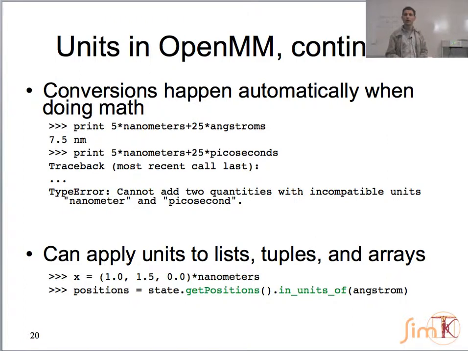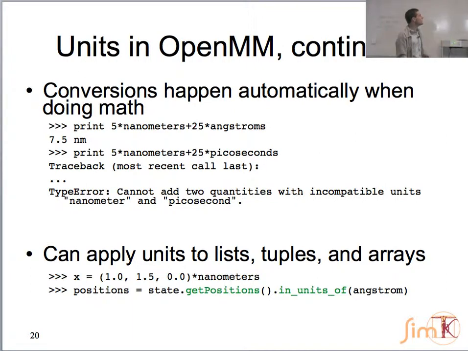When you do math with quantities, conversions just happen magically. You don't have to think about it. 5 nanometers plus 25 angstroms equals 7.5 nanometers. You don't need to do the conversion. OpenMM will do it for you. This is one of the places it will save you from making mistakes.